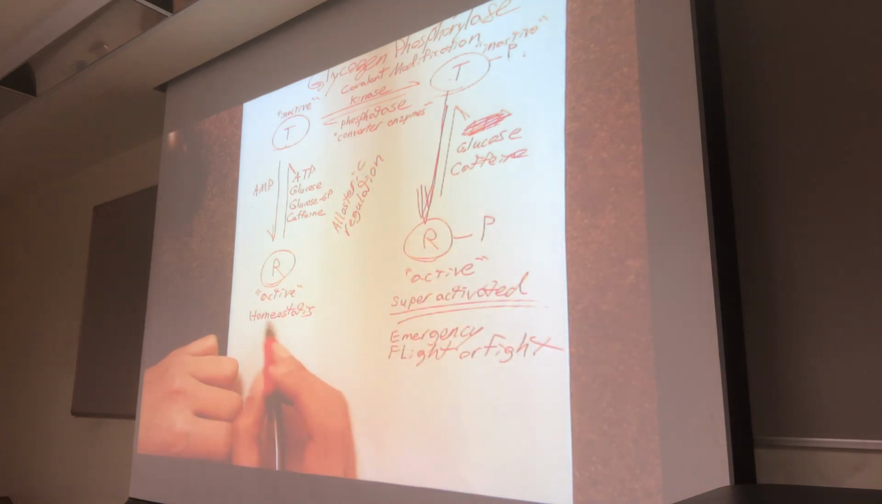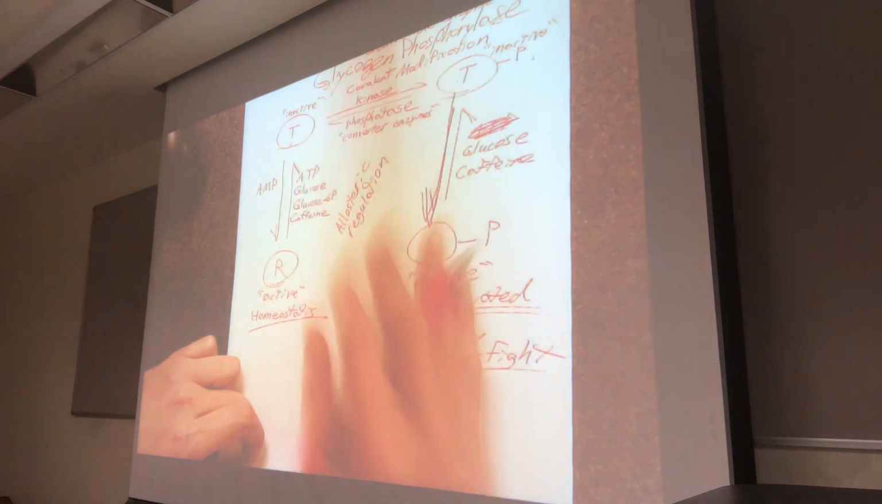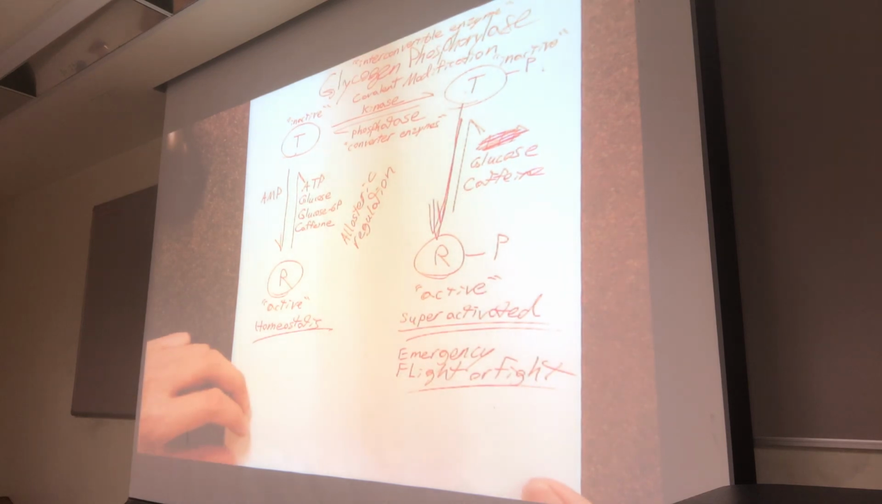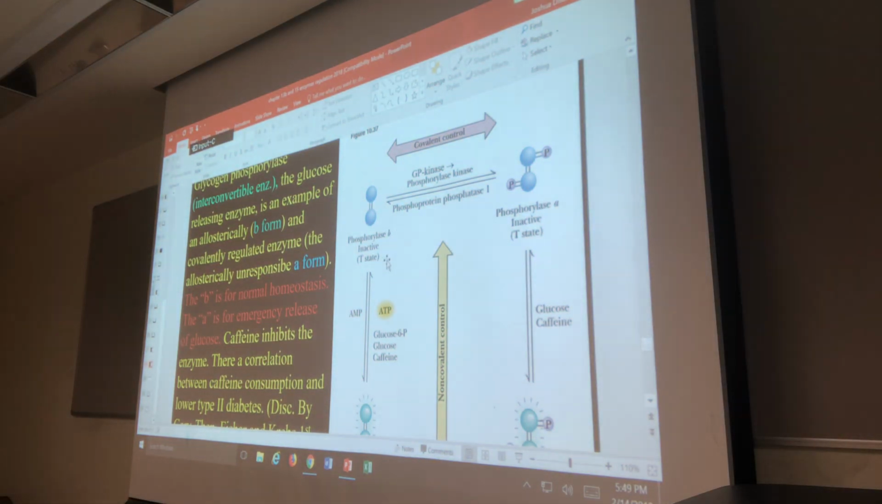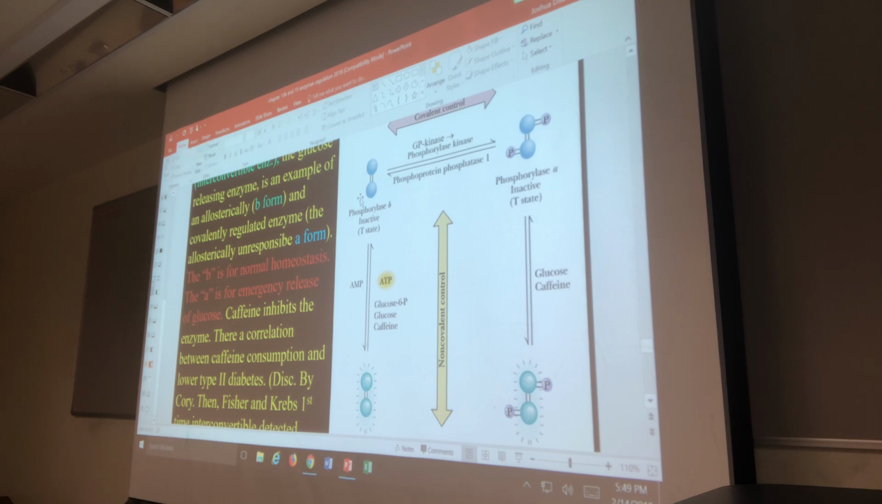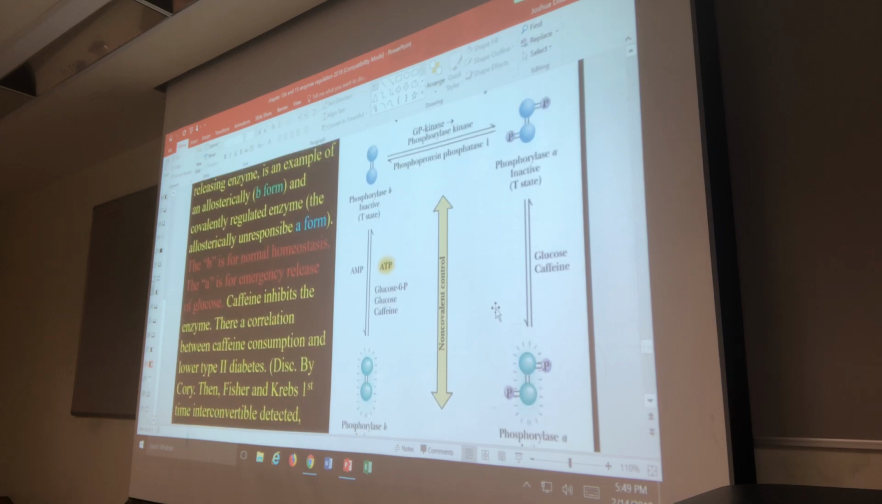Let's see, so homeostasis, emergency, fight or flight, superactivated. Okay, and there's one more thing to add on here, and I always forget this: the one on the left is called glycogen phosphorylase B. These two over here on the left are glycogen phosphorylase B. And the ones on the right are glycogen phosphorylase A, like lowercase a. All right, that's about it. Everything else that I've drawn on there is the most important stuff that you need to know about glycogen phosphorylase.